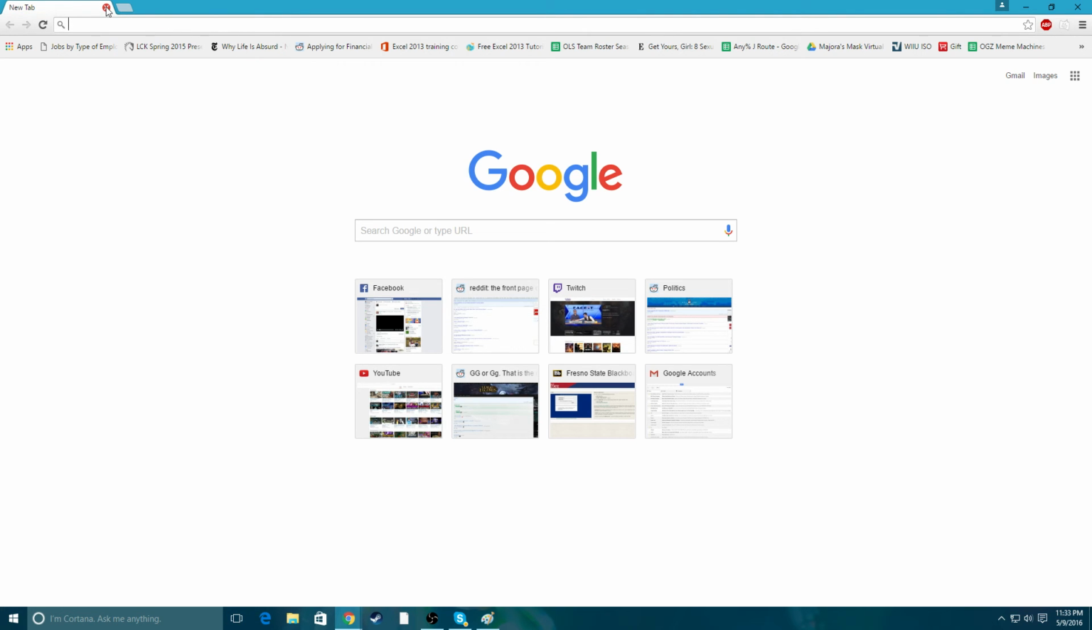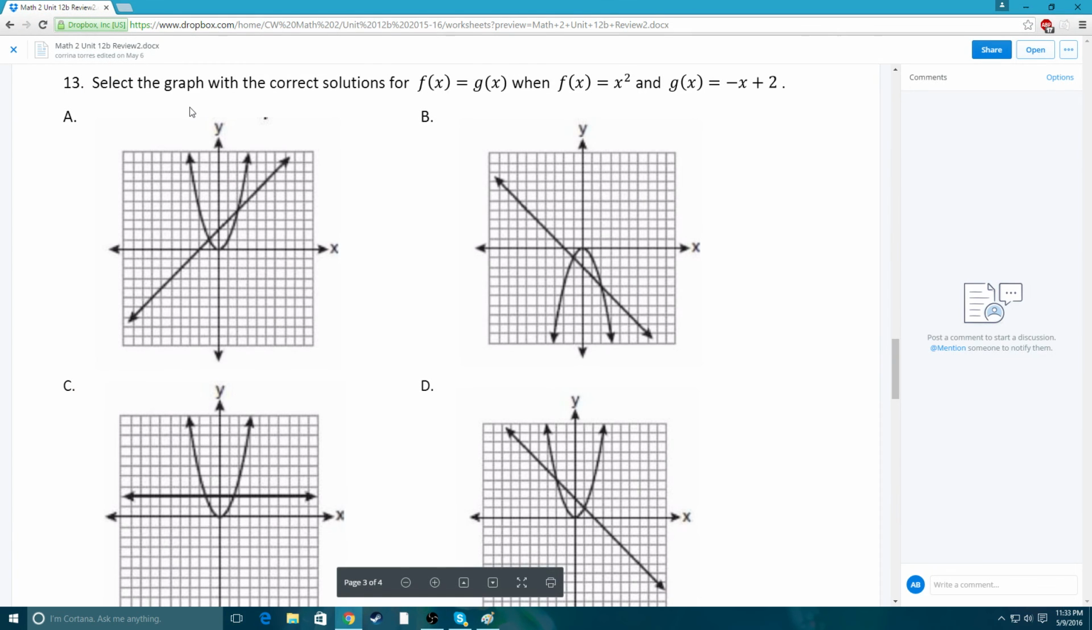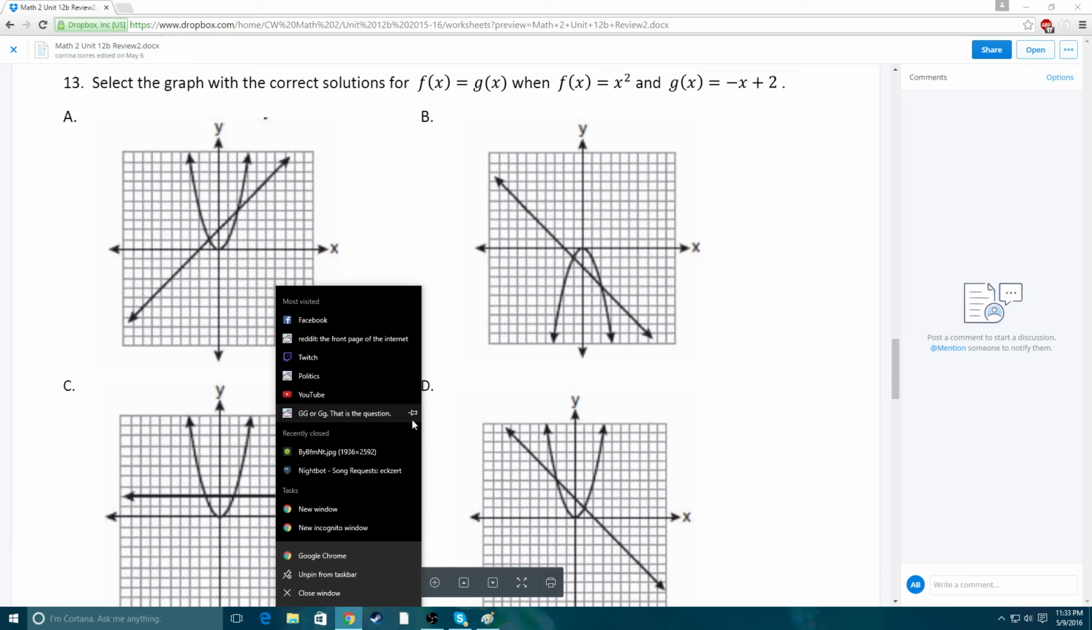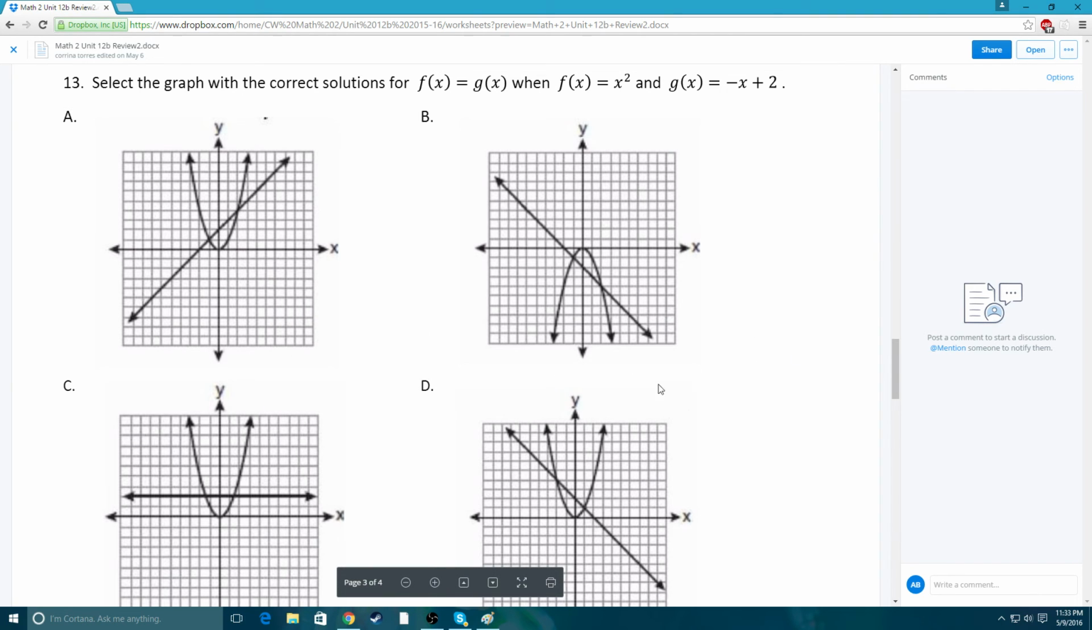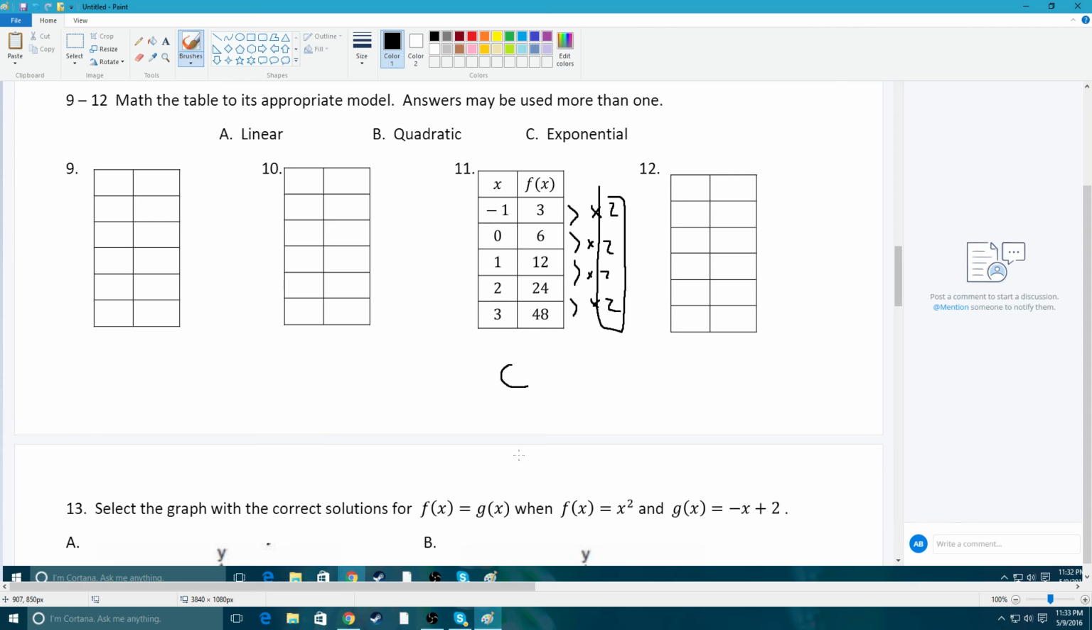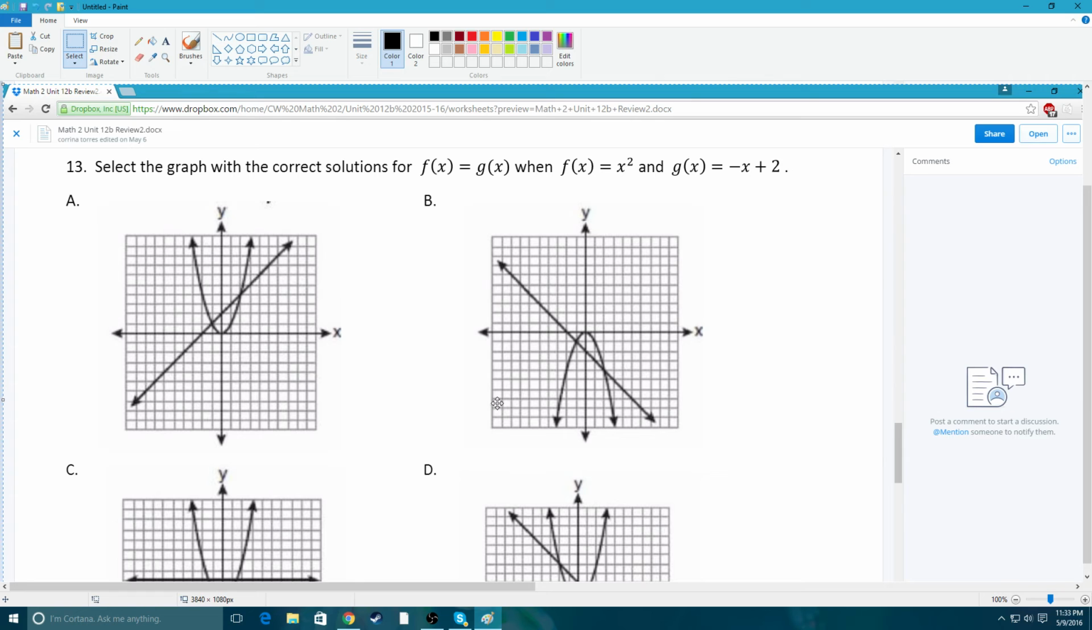Grr. That's annoying. Alright. So now we're looking at number 13. I got to print screen, go to Paint. Okay.